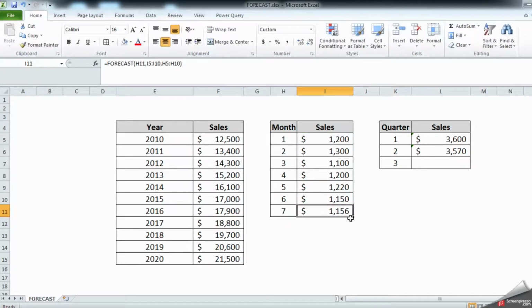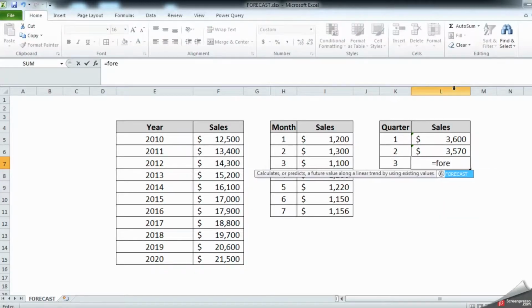Similar way you can forecast for your quarter. So let's start forecasting the 3rd quarter. Equal to forecast, tab, knowing the x value, comma, known the y value, comma, and known the known x value. So as you can see, it has forecasted 3540 on the 3rd quarter.